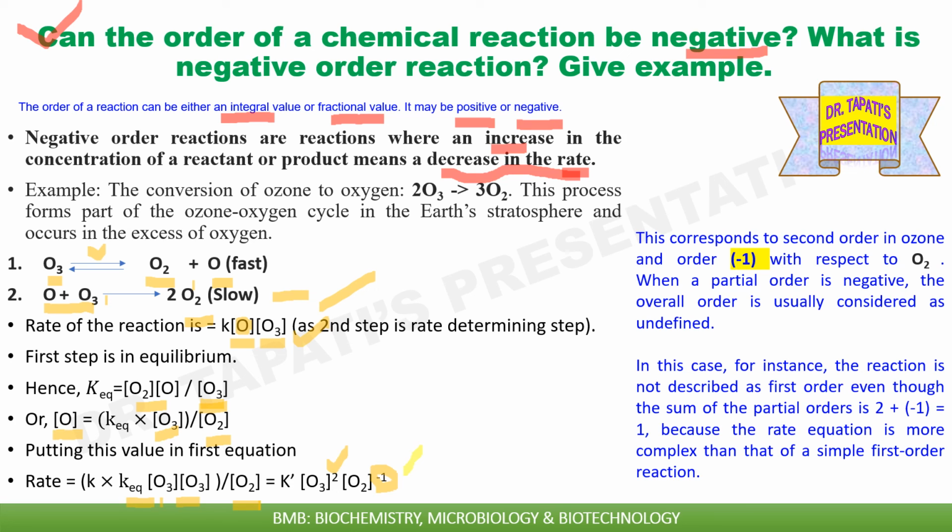Here total overall reaction order should be 2 plus minus 1, that is equal to 1. But because the rate equation is more complex than that of a single first order reaction, it is not considered as the first order reaction.